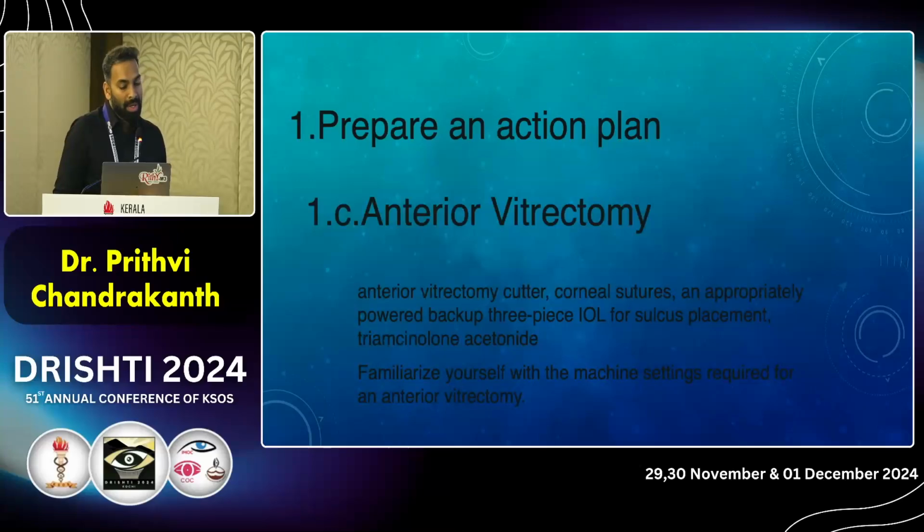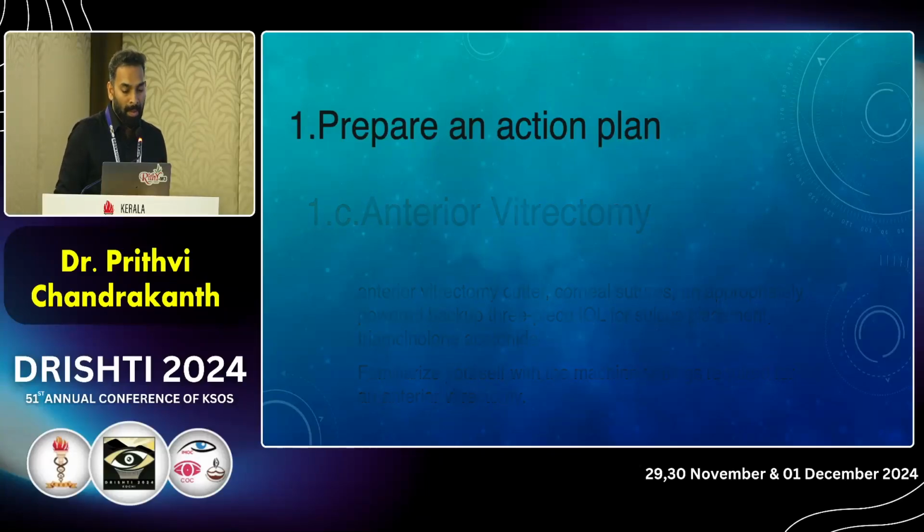Preparing an action plan, again, anterior vitrectomy. We should be very sure that you have an OT assistant who knows to get these instruments right exactly when these things happen. So get them primed in anterior vitrectomy cutters, keep corneal sutures ready, any appropriate backup three-piece IOLs for sulcus placement, and triamcinolone. These are a few things which we need to keep ready, and it becomes easier for you to manage the case.